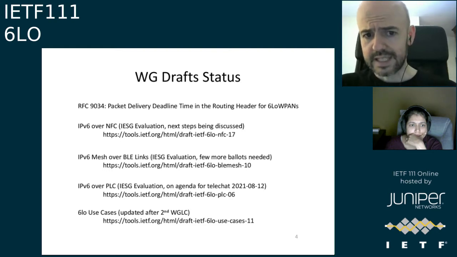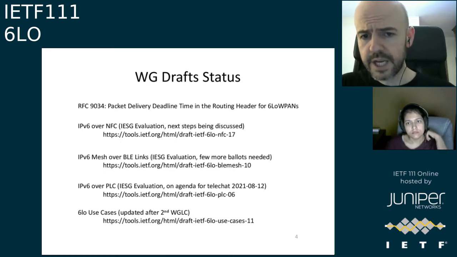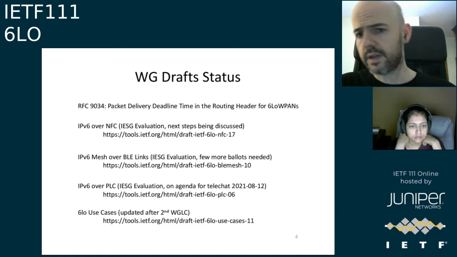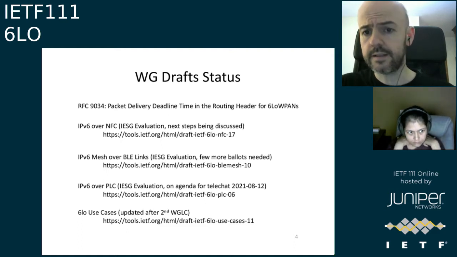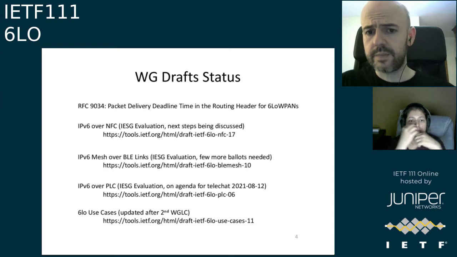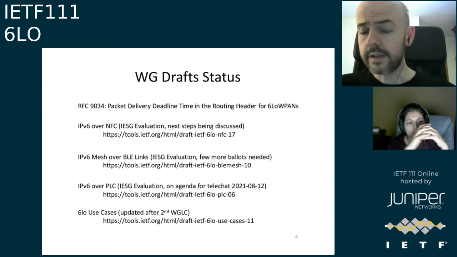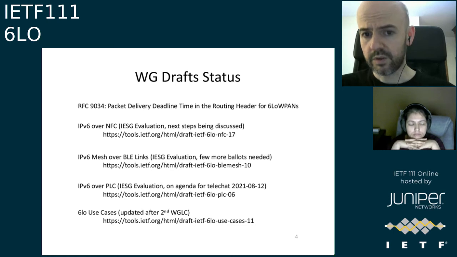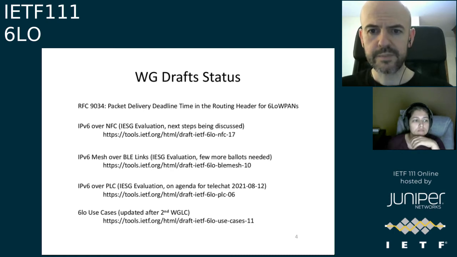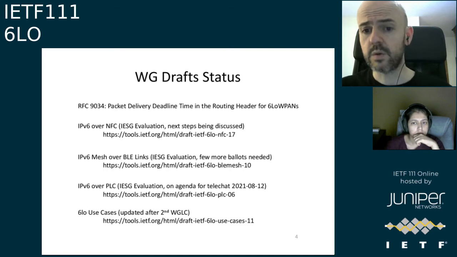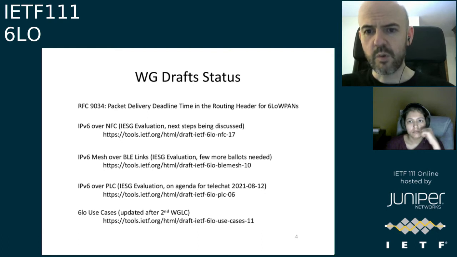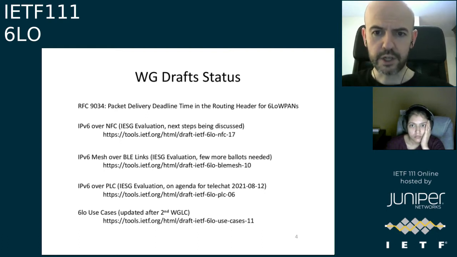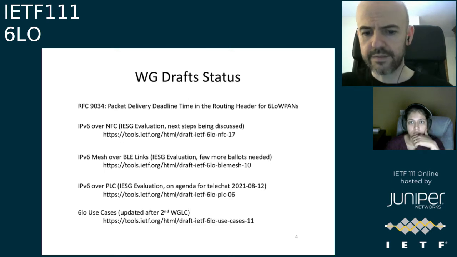The next document is IPv6 mesh over BLE links. This document was also evaluated by the IESG, and after revision 9, there was one outstanding DISCUSS, and the authors updated the document, and the DISCUSS was cleared. So currently there are no more remaining DISCUSS ballots. However, there were recently some IESG members who stepped down. As a result, now we need to have a few more ballots to get the approval of the document. We expect to have such ballots in August or perhaps early September.